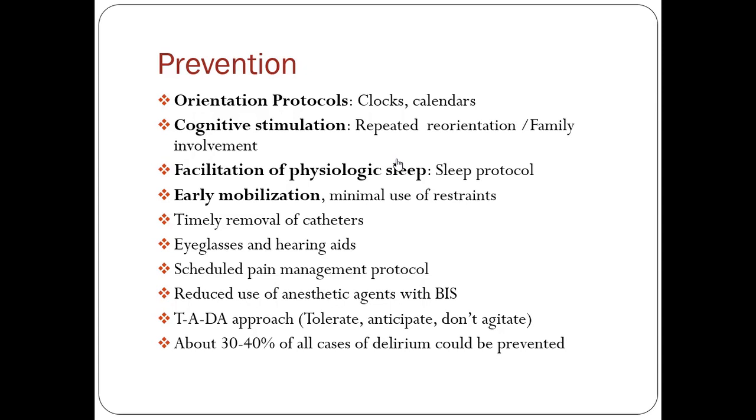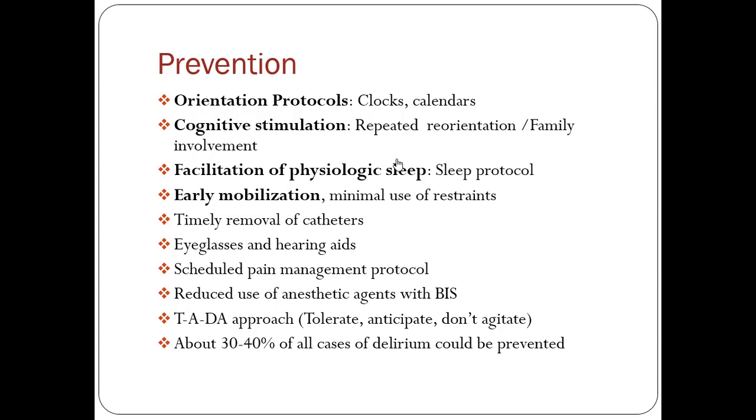Allow normal physiological sleep; develop a sleep protocol. There should be minimal disturbance to the normal sleep. Early mobilization, minimal use of restraints. Patient should be mobilized out of the bed as early as possible. Timely remove all the catheters: urinary catheter, NG catheters, central venous catheter, whenever they are not required. Replace eyeglasses and hearing aids. Schedule a pain management protocol.